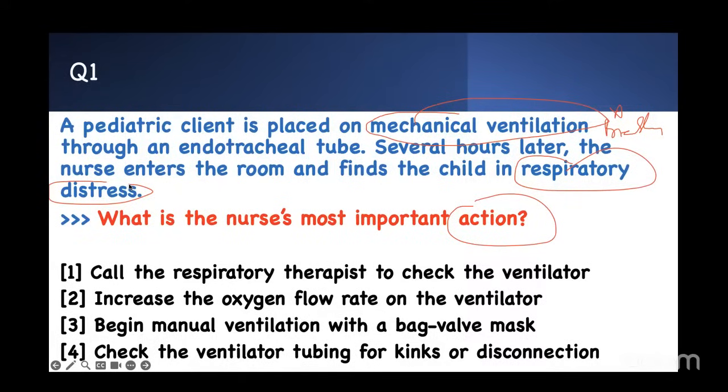Patient on a ventilator having a respiratory issue. In this situation, disconnect them and bag them. And then later on, figure out what is wrong with the ventilator. So number 3 is your right answer. So that's the first thing we were going to do. So this is the first question.